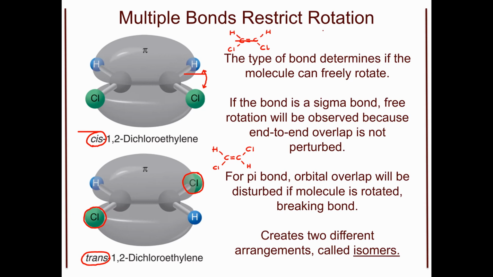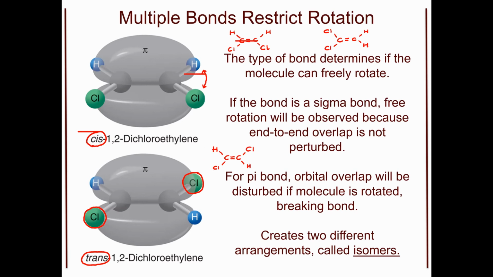If I were to have both chlorines on the same carbon, notice that I have changed the attachments. This is called a constitutional isomer. A constitutional isomer means that I have changed the attachment locations. This being two chlorines on this carbon and two hydrogens on here. So these are different molecules and are considered constitutional isomers.